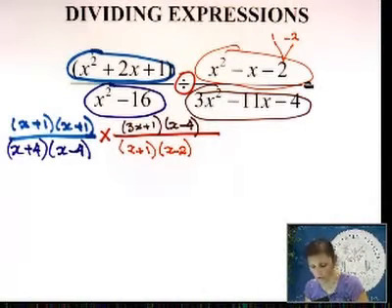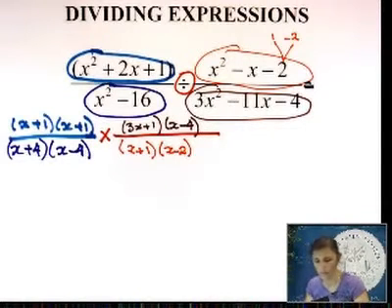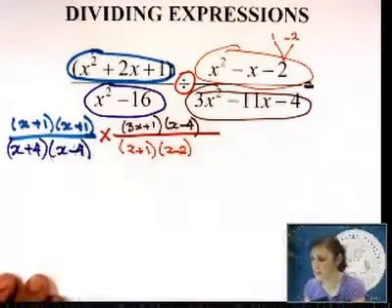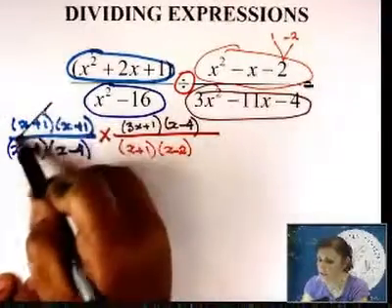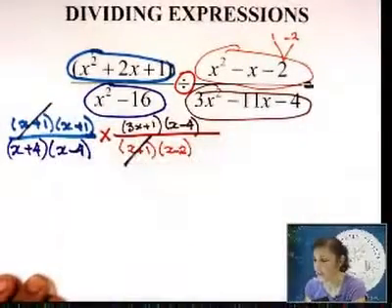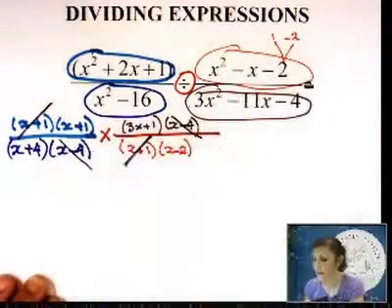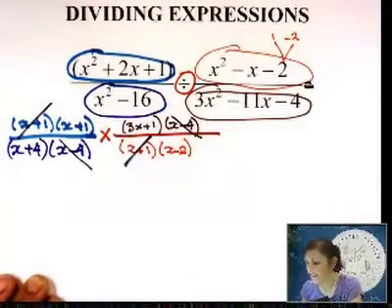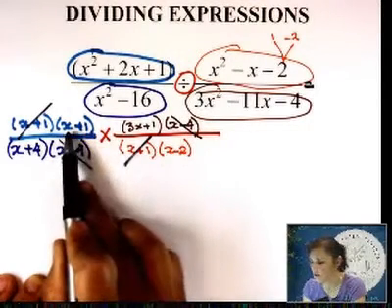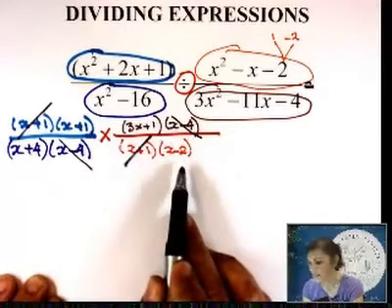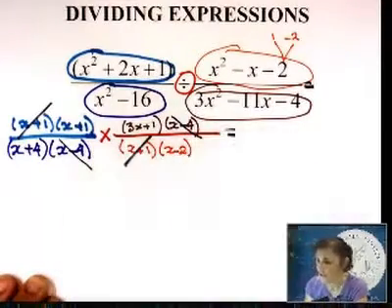Okay. Now I'm going to start crossing them out. X plus 1s will go. Here we go. This whole thing will go. X minus 4s will go. These two will go. Then is there anything else I can do? I have an x plus 1 extra, x plus 4, 3x plus 1, x minus 2. There's nothing else I can do. Then I write them down.